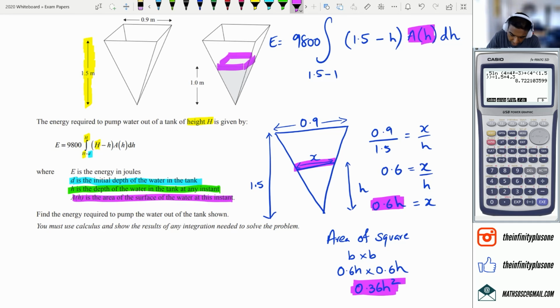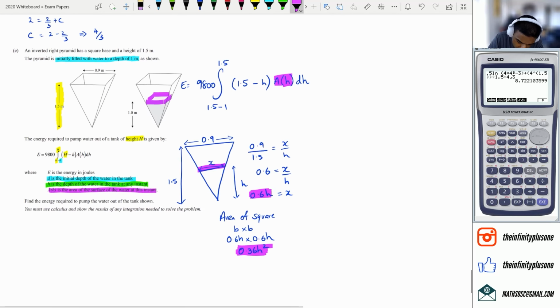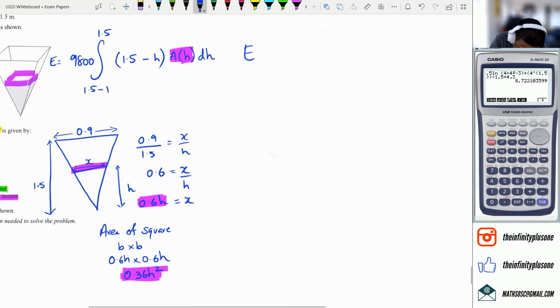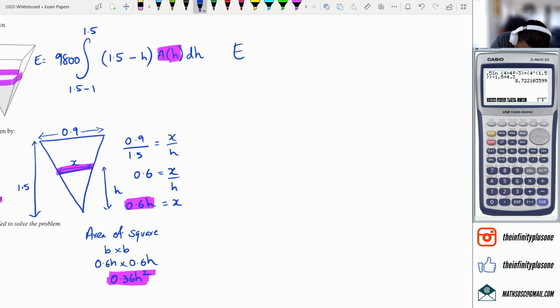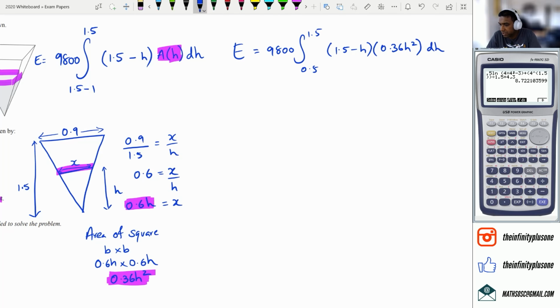So now that we've got that 0.36h squared, we can substitute it in. That means our E formula now is going to look like this: E is equal to 9,800 times the integral of (1.5 minus h), A of h is 0.36h squared, dh, between 1.5 and 0.5. With this in mind, we're going to expand the bracket and we just have to integrate. That's all we have to do.